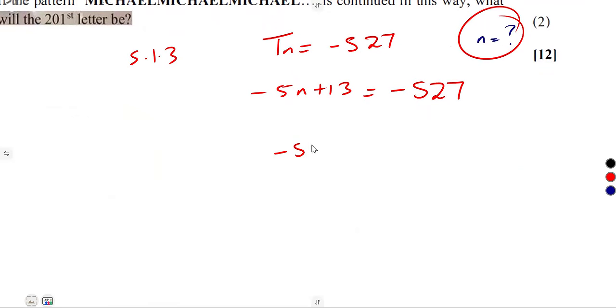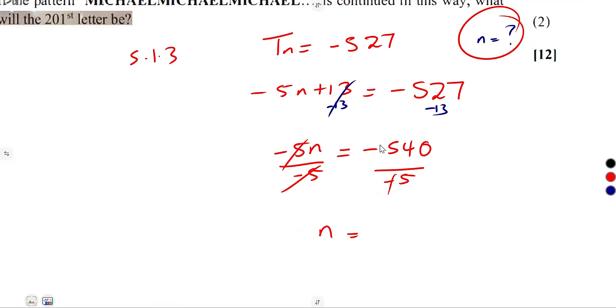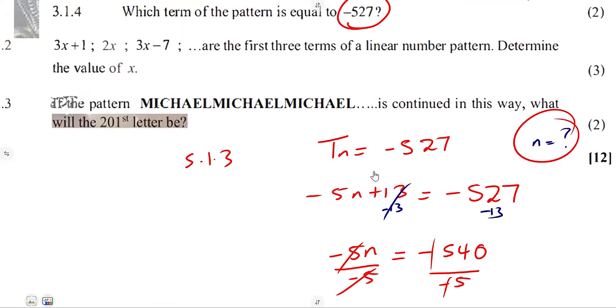So that's it. Minus 5n, to get rid of 13, simply subtract that 13 both sides. That is going to give us negative 540. So divide by negative 5 by negative 5. We're going to get negative cancels. So that's 108. All right, so our n is going to give us 108. All right, so that was it on our question.